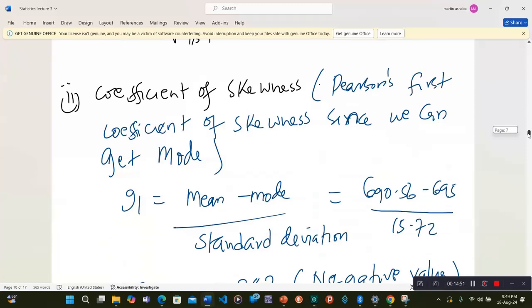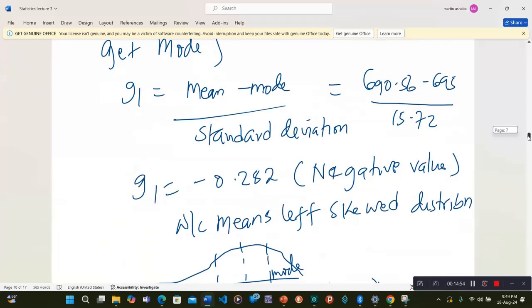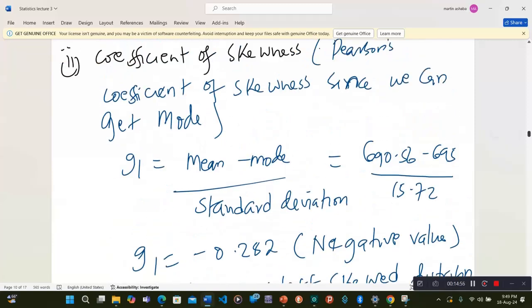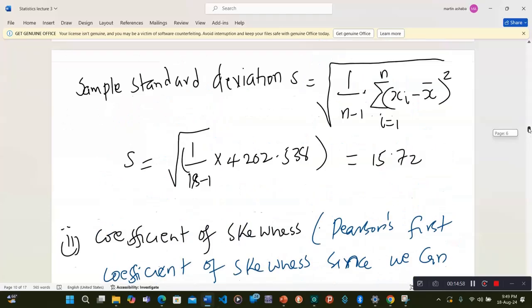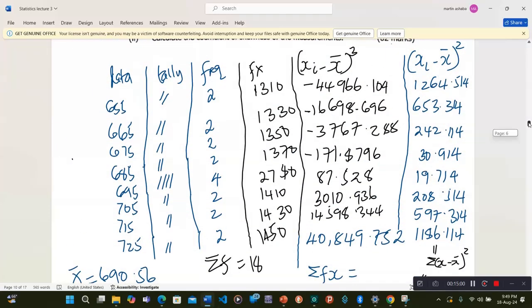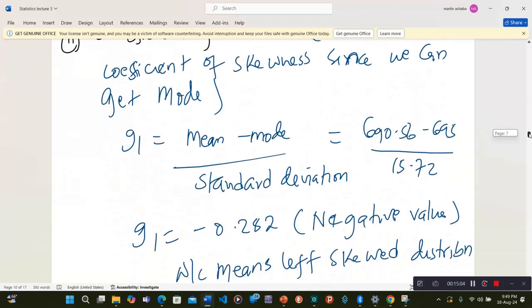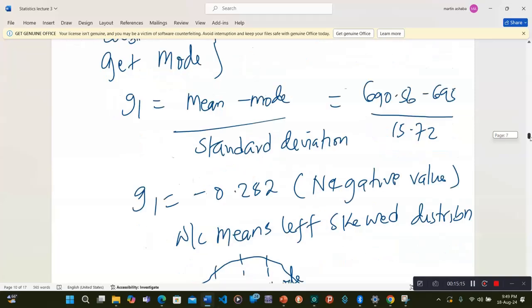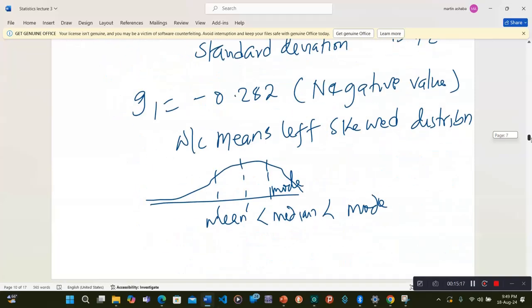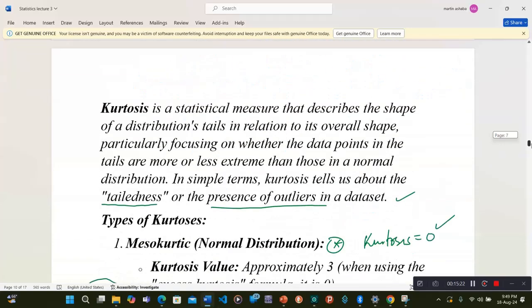Now, the coefficient of skewness. Obviously we already have the mode, because we see that the highest, the most appearing value is 695. We have our sample mean as 690, and we have the standard deviation. Therefore, we can get the coefficient of skewness basing on Pearson's first coefficient of skewness. And we are getting a negative, which indicates a left skewed distribution.